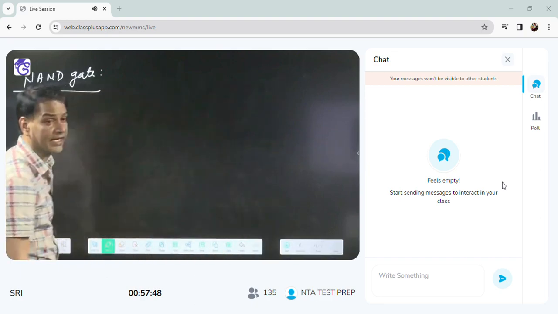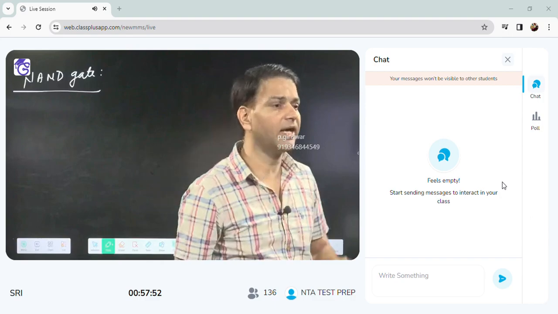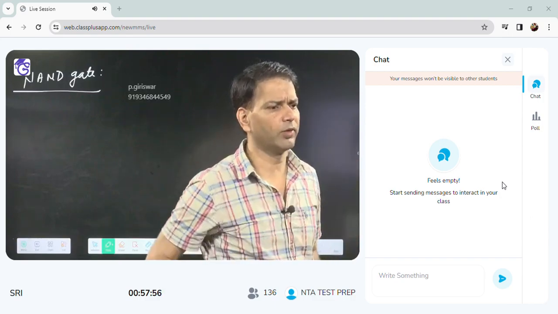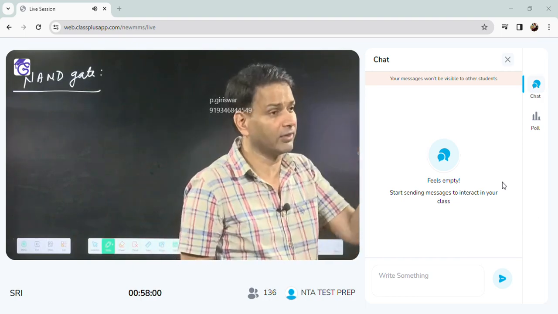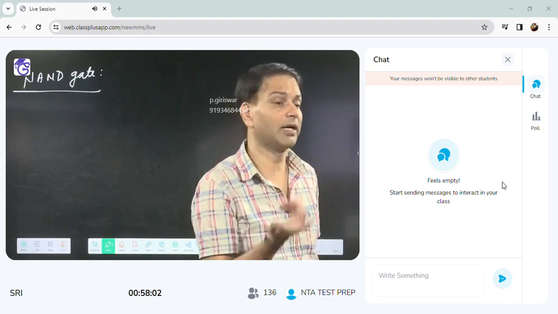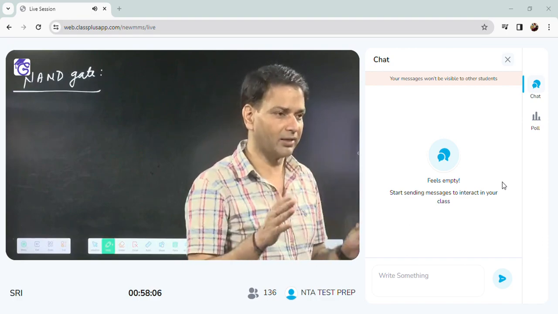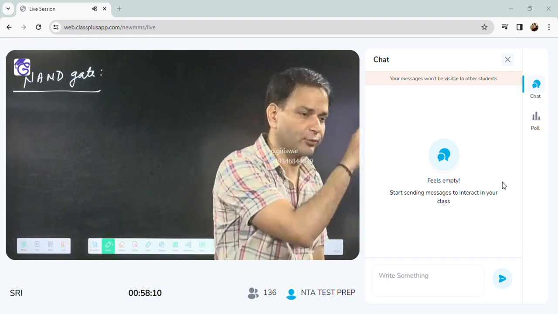Now NAND gate. NAND and NOR mean that first you have to do the AND, and then the NOT. Sometimes the input will be complicated, like A bar plus B bar whole bar as one input, and A plus B whole bar as the other input. So first, NAND gate means NOT AND. First we have to do the AND operation, and after that we have to do the NOT operation.